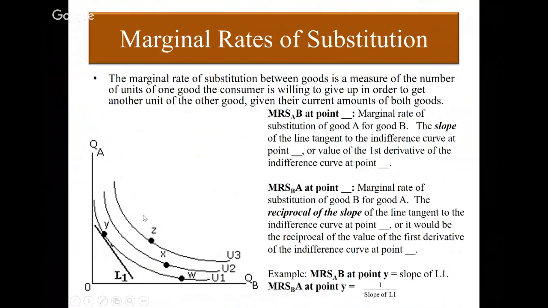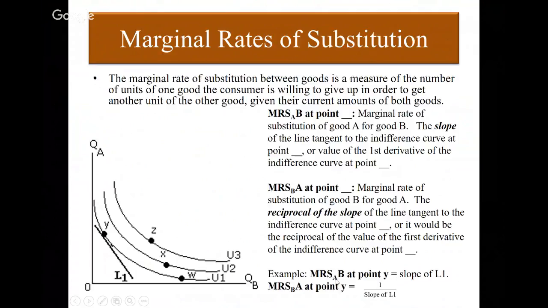Now, we define that as the slope of the line that is tangent to the indifference curve at that point, at that combination. Now, if you take a look here at point or combination Y, it is given by me that line L1 is tangent to indifference curve U1 at point Y. And so the slope of line L1 is going to be equal to the marginal rate of substitution of product A in exchange for product B at point Y.